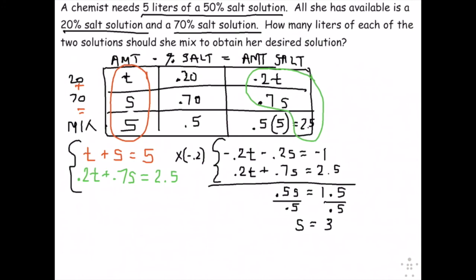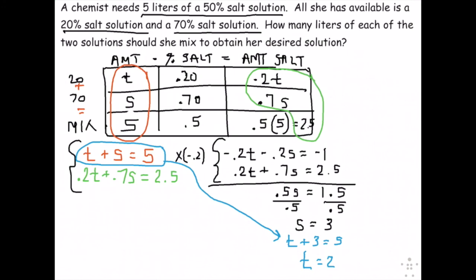And now I can use this equation, that looks easy, to figure out t. So I have t plus s, which is 3, equals 5. So t equals 2. And this question says, how many liters of each of the two solutions should she mix?